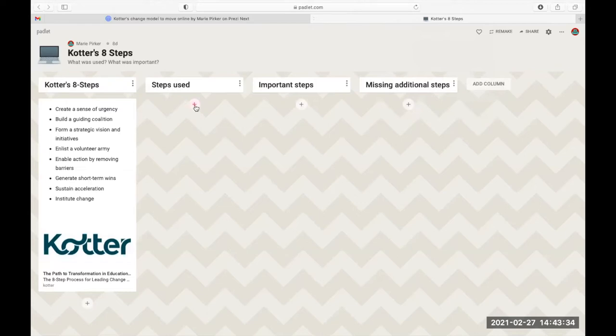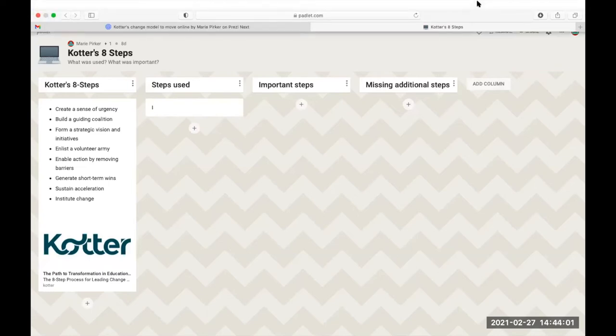So you just press quickly the plus button. You don't have to put your name, it can be anonymous. And just saying, okay, in my teaching or in my experience, I actually really used, for example, creating a sense of urgency, or I really used building a guiding coalition and so on. So if you wanna have more, you can press on the link here and find out more what they exactly mean. So I'm gonna maybe give you about 5 minutes.